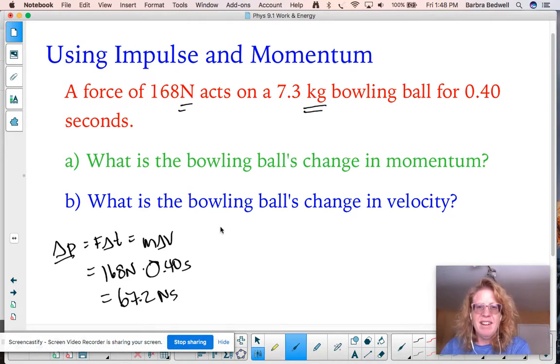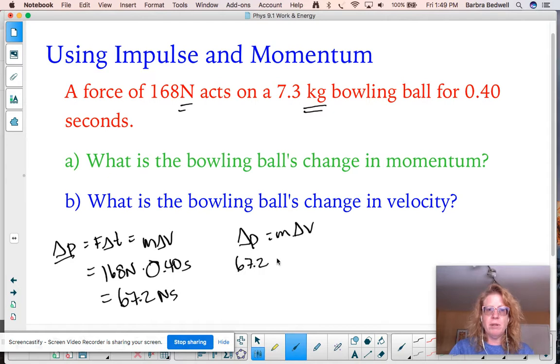Bizarre, right? What is the bowling ball's change in velocity? That would be question number 2. Well, delta P equals m delta v. With this one, I can use my answer here. Delta P is 67.2, again Newton seconds. I can figure out my change in velocity by using the mass of my bowling ball, 7.3 kilograms, and then I know that delta v is after this.